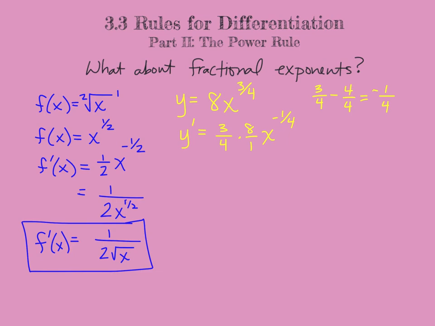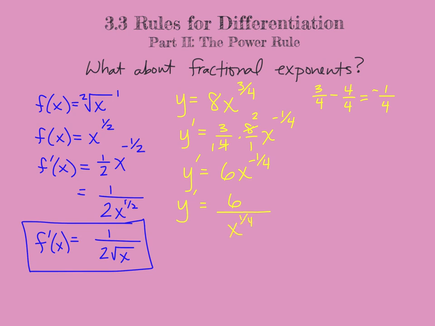Then we multiply, which you can multiply straight across and get 24 over 4, which is 6. Or you can cross cancel first and divide both of these by 4 and do 3 times 2 over 1 times 1, which is also 6. Either way is fine. So we have 6x to the negative 1/4. Again, we do not want to write final answers with negative exponents, so the 6 is in the numerator, and the x to the 1/4 goes down below.